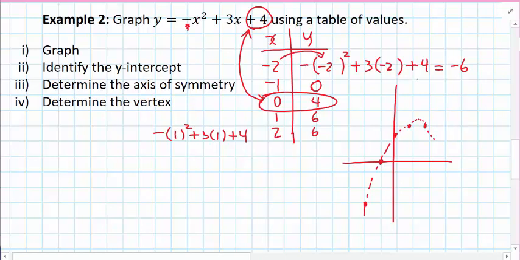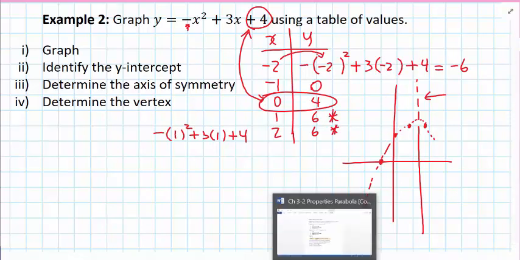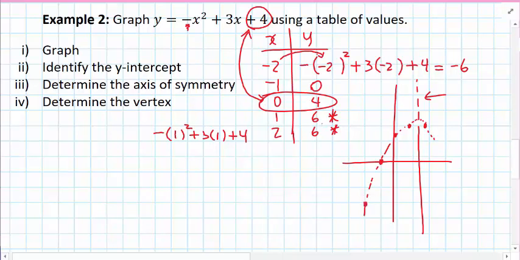The axis of symmetry is down the middle. Again, in order to find the axis of symmetry, you look for 2 points with the same y value. These two have the same y value. Okay? So there are your 2 x values, 1 and 2, with the same y value of 6. So it's going to be x equals 1 plus 2 divided by 2, which is 1.5. That's x equals 1.5. Remember that.